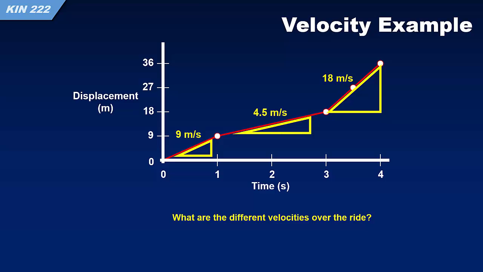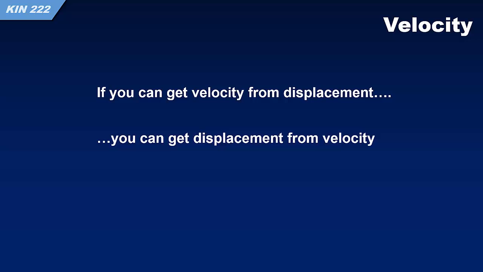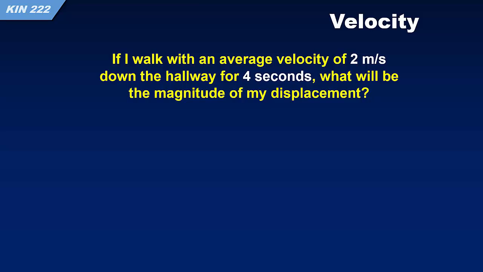So we're going to use this information from this example a little bit later to look at how to get displacement from velocity. So if you can get velocity from displacement, which we've seen previously, we can actually also get displacement from velocity. So how do we do that? Well, let's start with a really simple example.